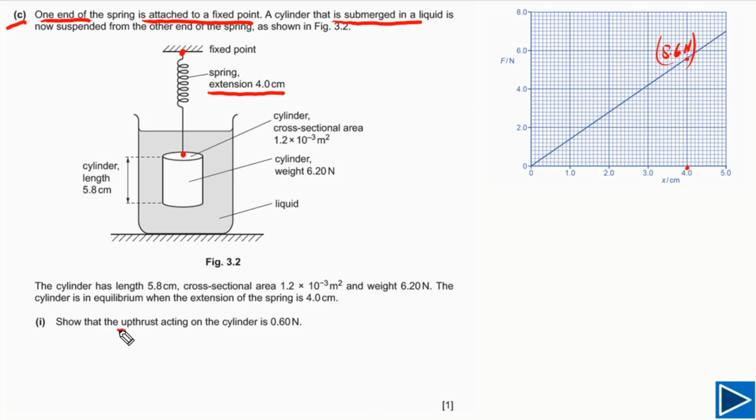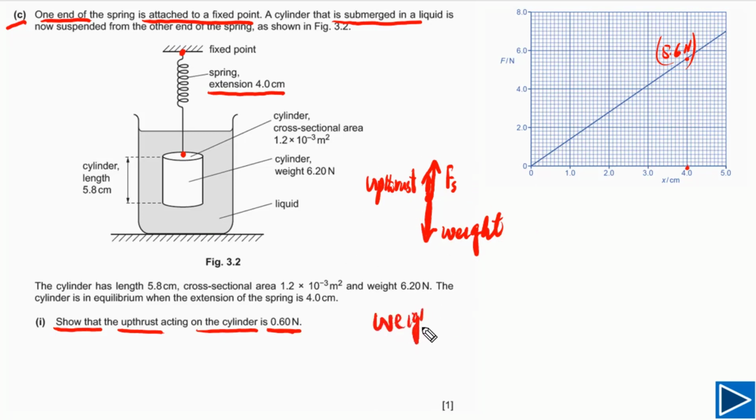Now the question is asking us to find the upthrust on the cylinder, 0.60 newtons, meaning we simply need to show that. First of all, let's try to understand the forces acting on this cylinder. The one force acting downwards is the weight, and there are two forces acting upwards. One force is the spring force, Fs, and the other is the upthrust. So this is the free body diagram for the cylinder.